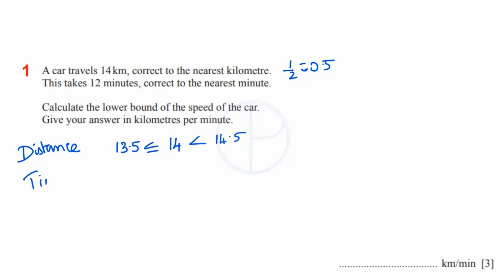And time taken is 12 minutes, correct to the nearest minute. So 1 over 2 is 0.5. So 11.5. 12 minus 0.5 is 11.5. 12 plus 0.5 is 12.5.